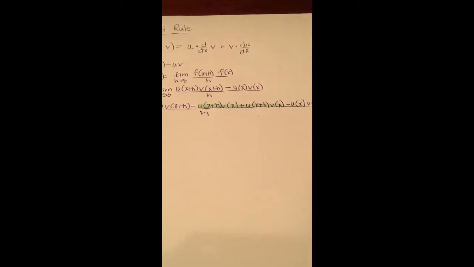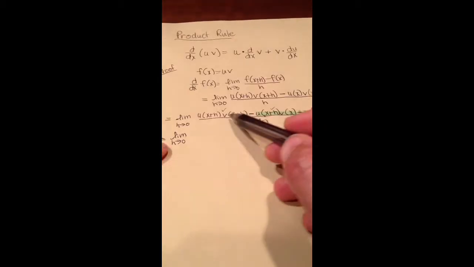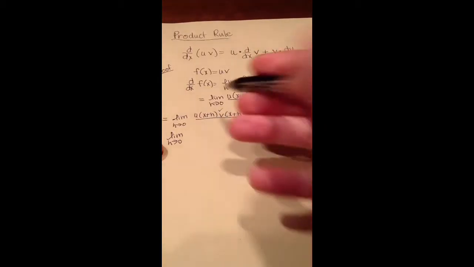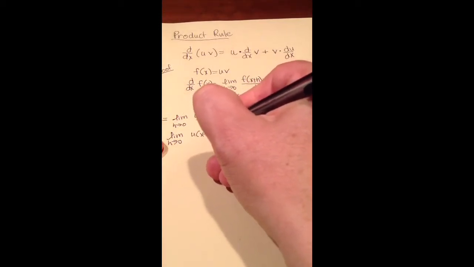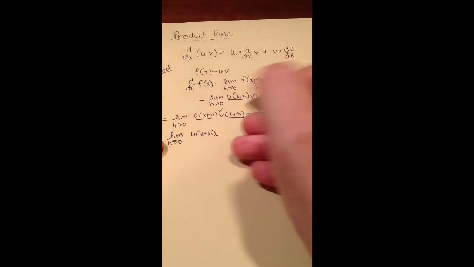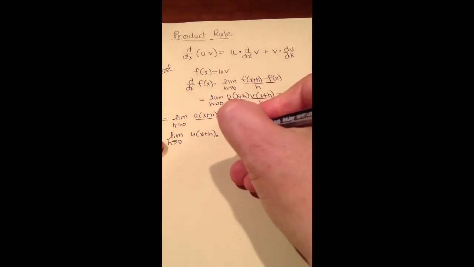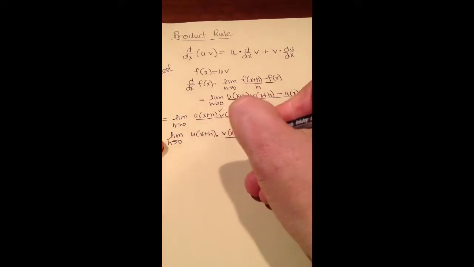Okay, so now I'm going to look at this term and this term right here. Notice how both of these have a u of x plus h. So I'm going to pull u of x plus h out of both of these. If I pull u of x plus h out, then I'm going to be left with, in the top, v of x plus h minus v of x over h.